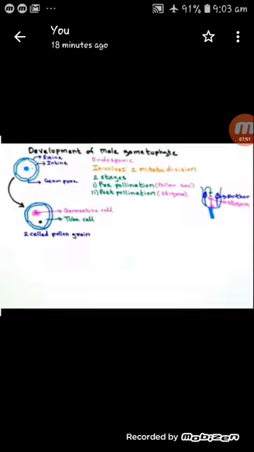Look over here. In pre-pollination, first it becomes two-celled: the generative cell forms and the tube cell forms. It undergoes mitotic division. The pollen grain divides mitotically to form two unequal cells, generative cell and tube cell. So at this stage the pollen grain is two-celled.